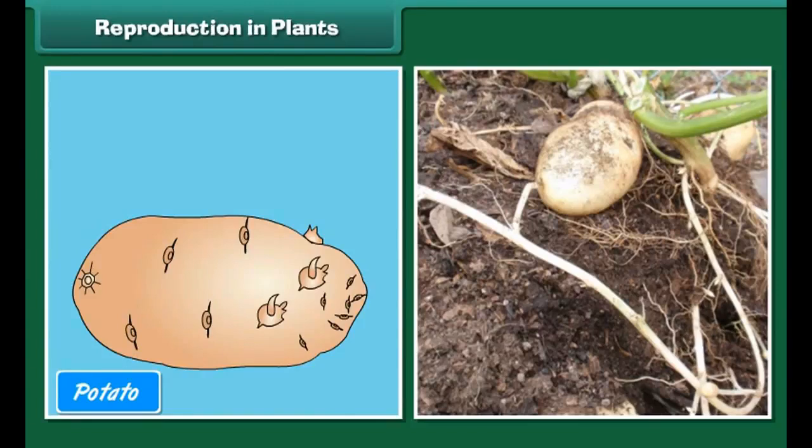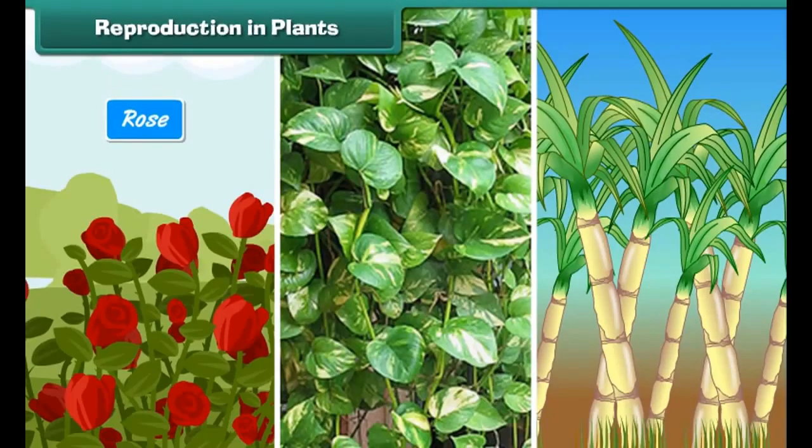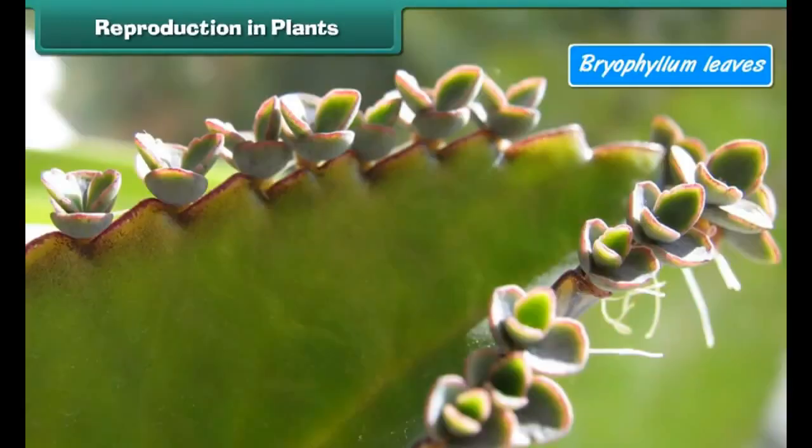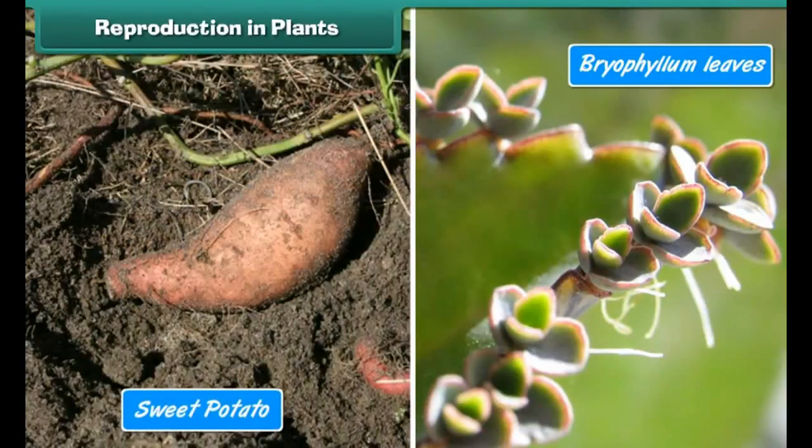Example, potato can be developed from underground stem having buds on it. Rose, money plant, sugarcane can be developed from stem cuttings. Bryophyllum can be developed from its leaves. Sweet potato grows from its roots.